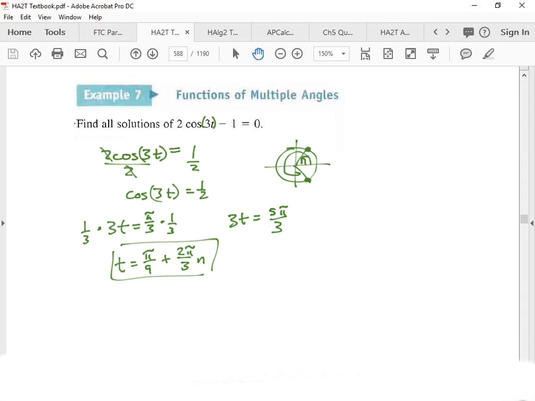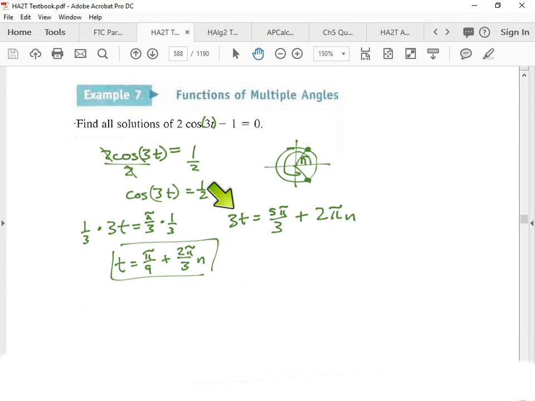Now, hey, the book does a cool thing right here. And I still have to solve this one. So I want to show you guys how the book does it. The book says, let's add the period right now. That's how the book does it. It adds the period early, and then it gets the t alone.